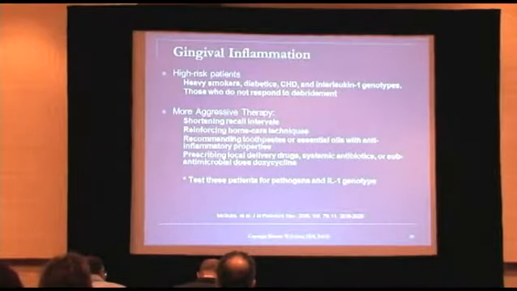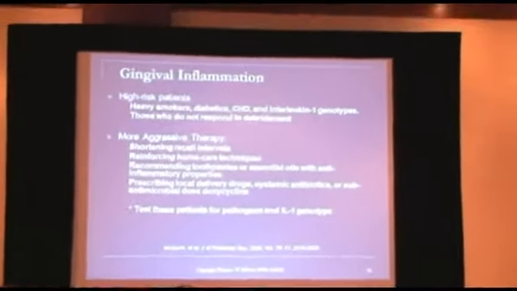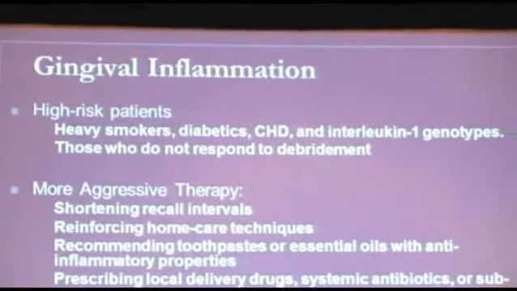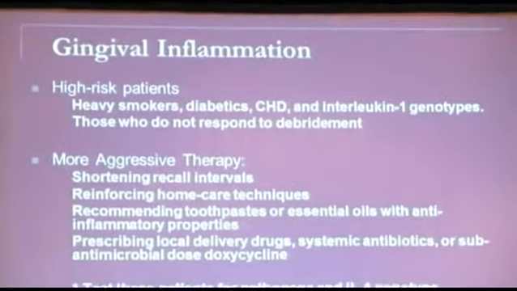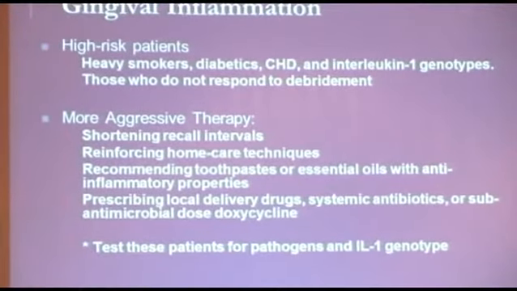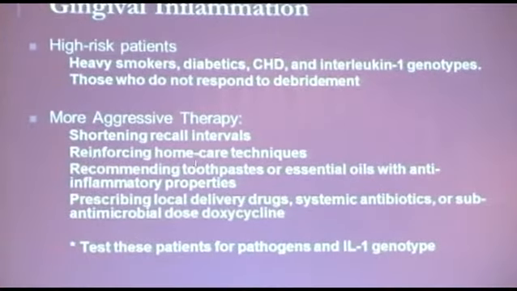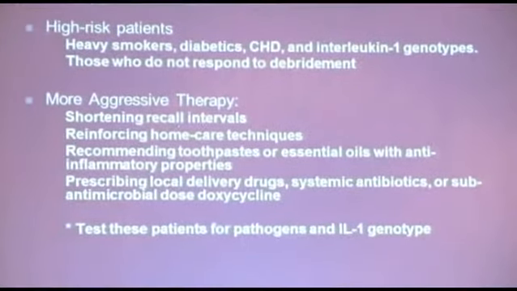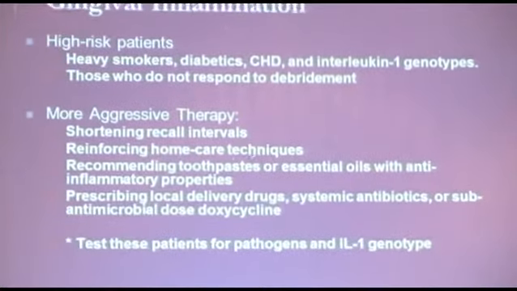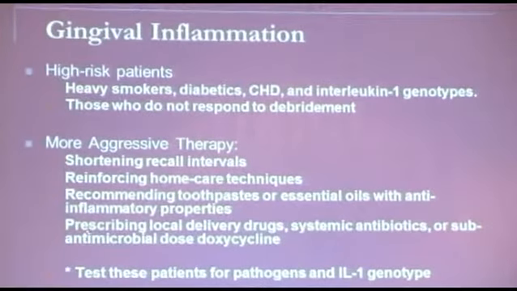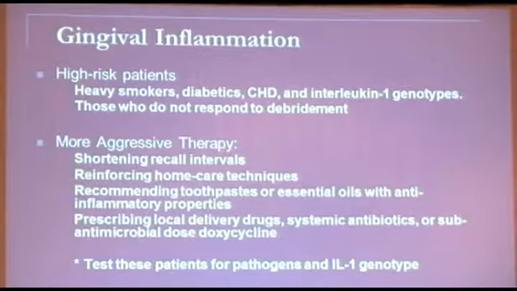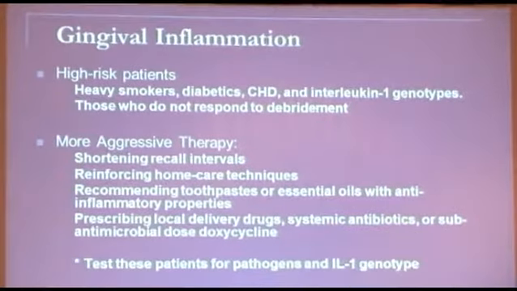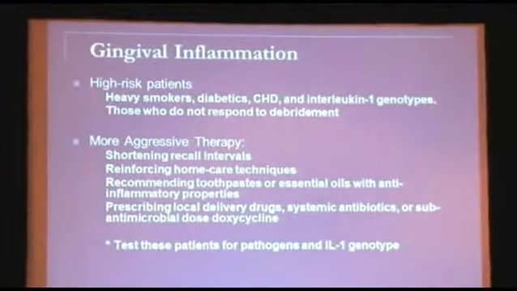So gingival inflammation in high-risk subjects: smokers, diabetics, people that already have recognized heart disease, interleukin-1 positive genotypes, and those who do not respond to therapies. A nice article written by a former president of the AEP, published in 2008, talks about more aggressive therapy, reducing or shortening recall intervals, reinforcing home care techniques, recommending certain essential oils, toothpaste, and so forth, and even prescribing local delivery drugs, systemic antibiotics, or subantimicrobial dose doxycycline. Of course, be sure that you test all of these patients regardless of pocket depth to make sure where they are.